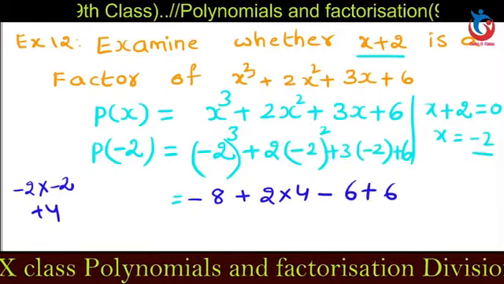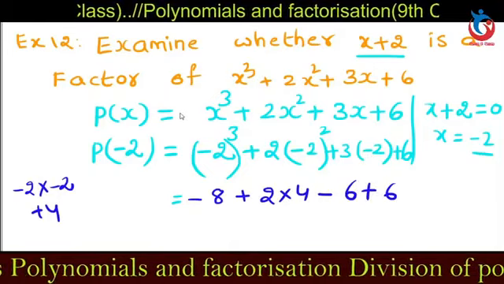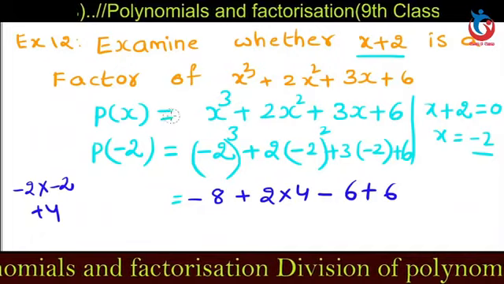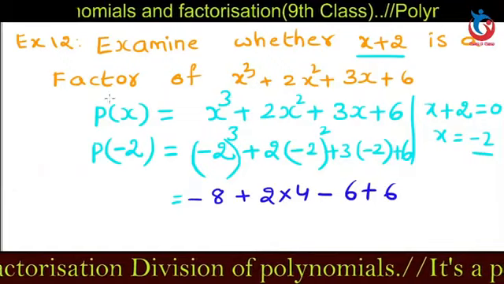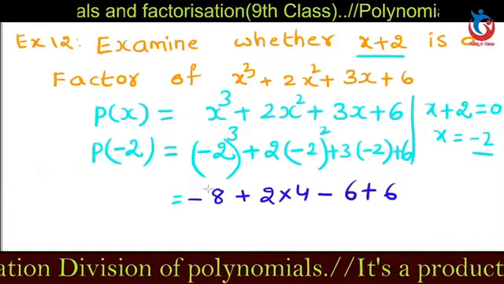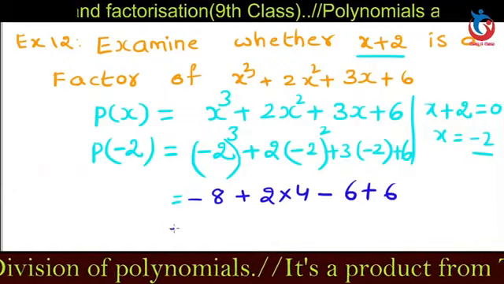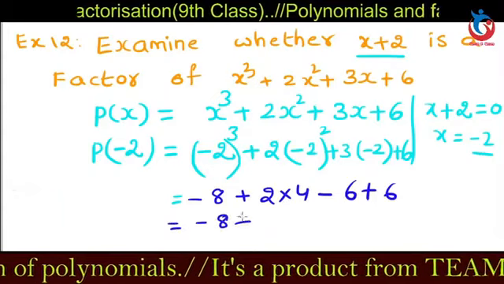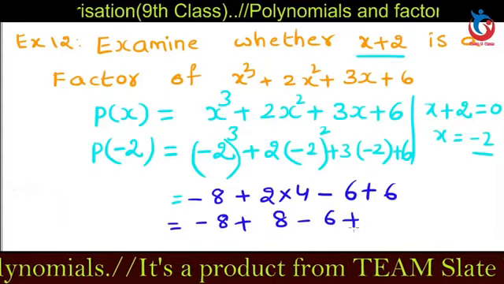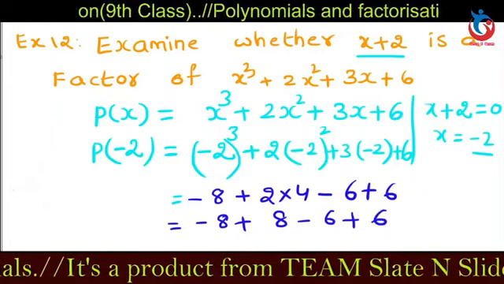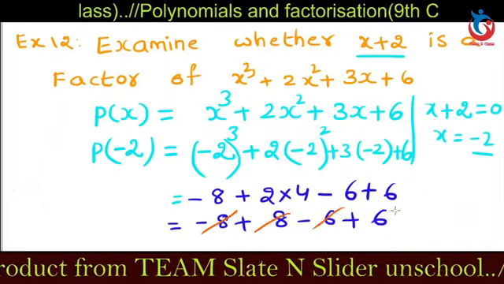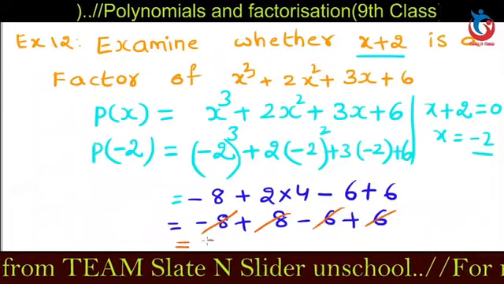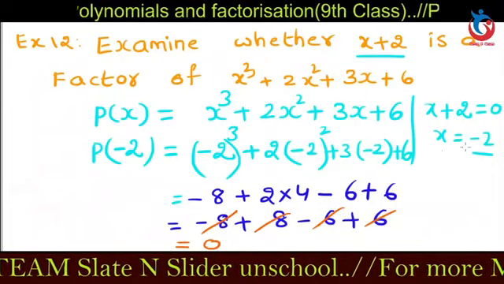Next, just simplification. What do we get? x minus 8, plus 2 into 4 is 8. So that will become 0. And next also we have minus 6 plus 6. So minus 8 plus 8 minus 6 plus 6. We can cross: minus 8 plus 8 get cancelled, minus 6 plus 6 get cancelled. We got 0.